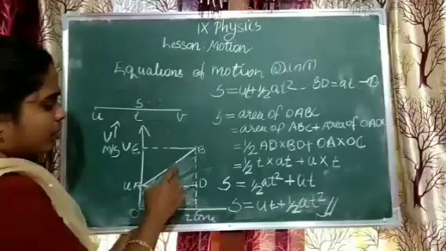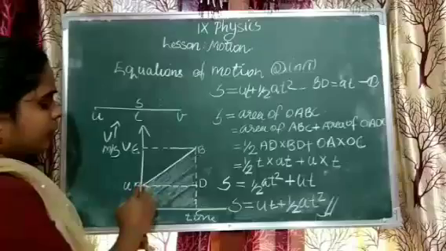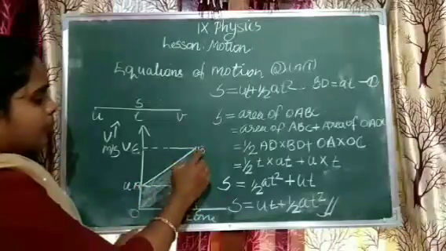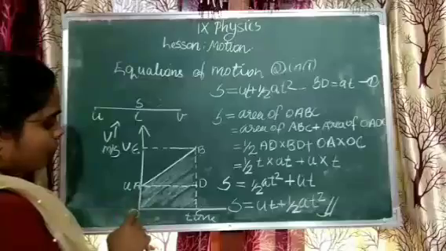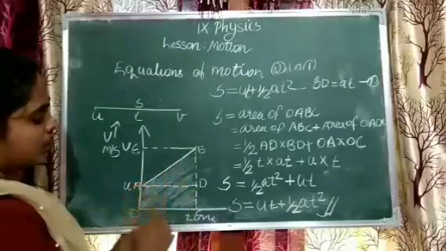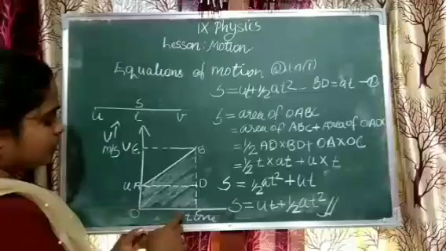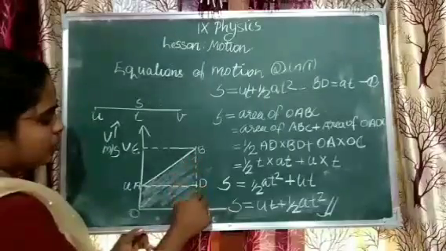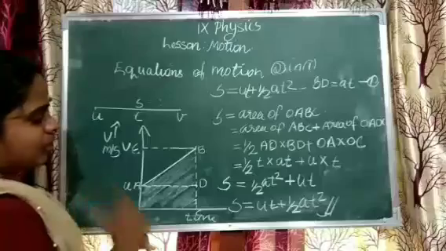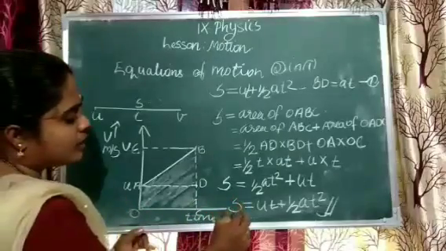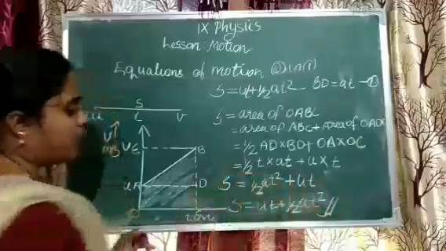Area of the triangle is equal to half base into height, so half into AD into BD, plus OA into OC. Substitute OA is equal to U, OC is equal to T, BD is equal to AT, and AD is equal to T. Then we will get the equation S is equal to UT plus half AT square.